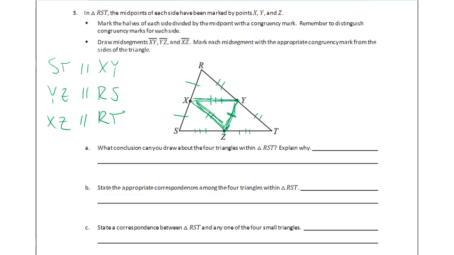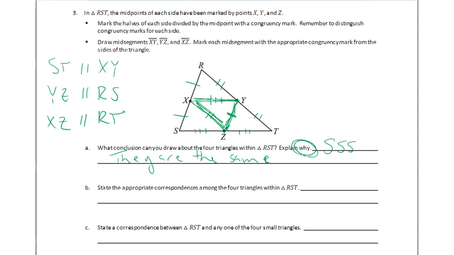So they want to say, what conclusion can we draw about the 4 triangles within RST? So if we look at all these triangles, look, I have a side, a side, a side, and so on for every triangle. Anybody can guess what we know about these triangles? They are the same. I bet you can tell me why. If we explain why, we should get side, side, side.